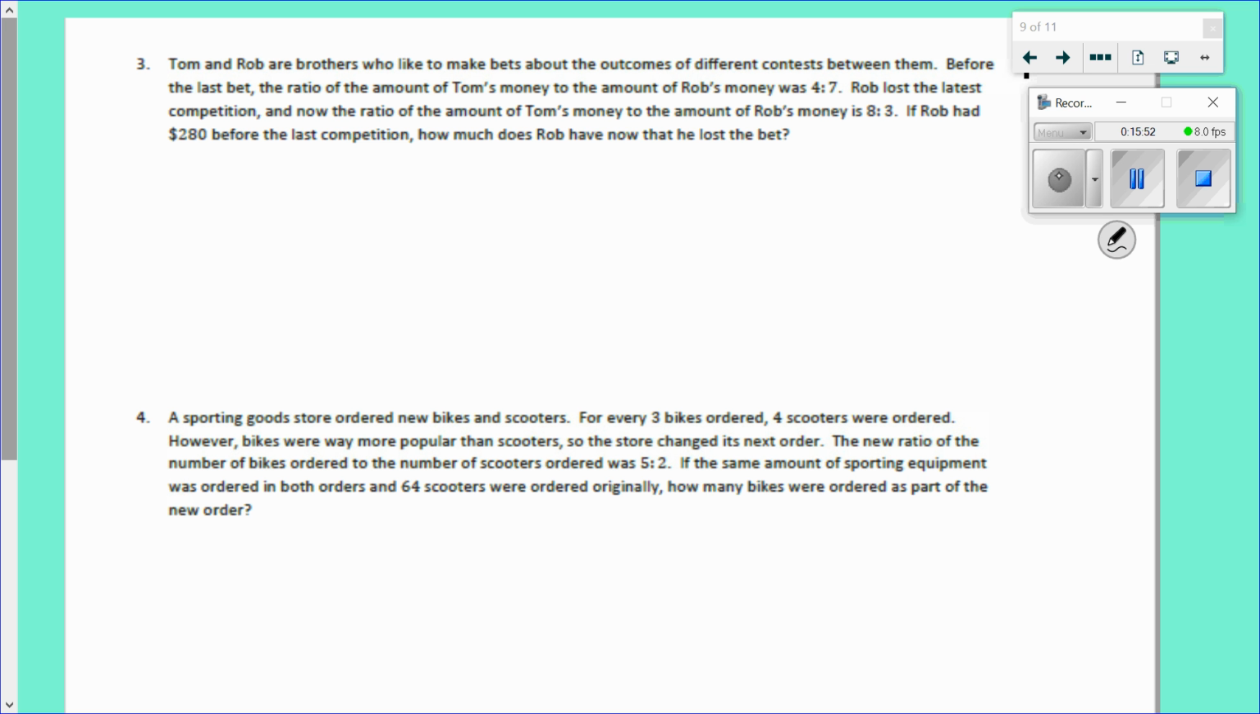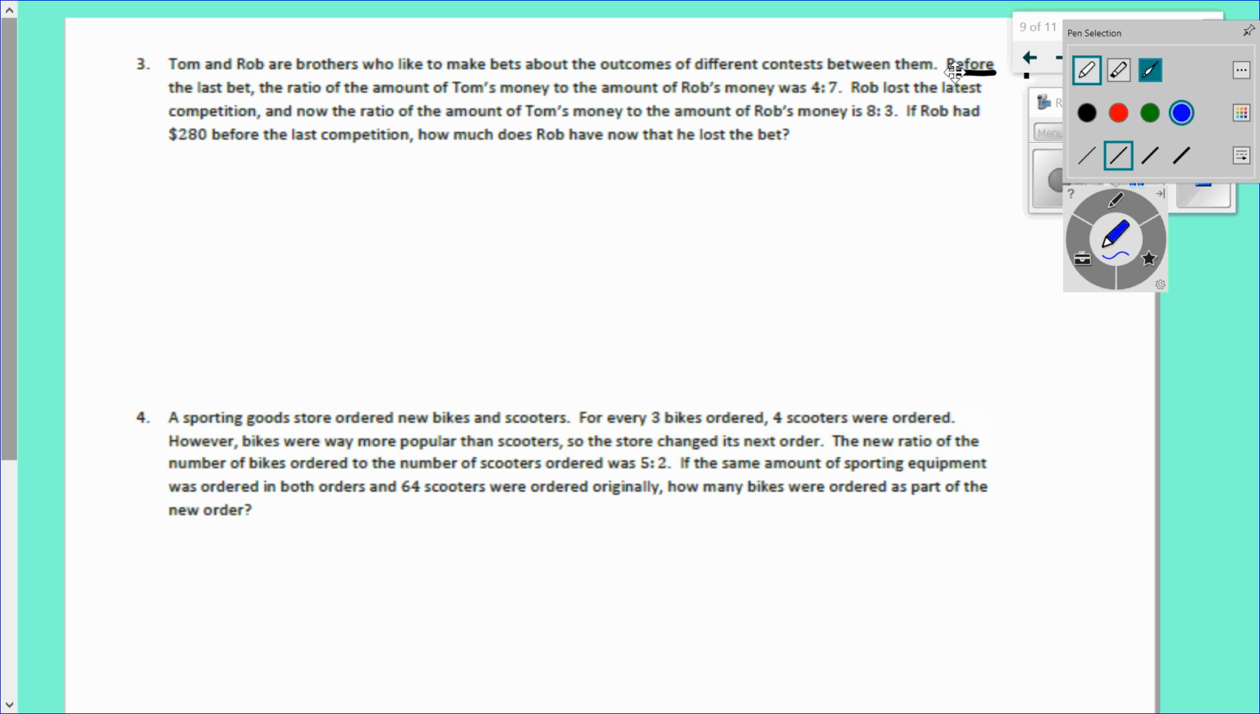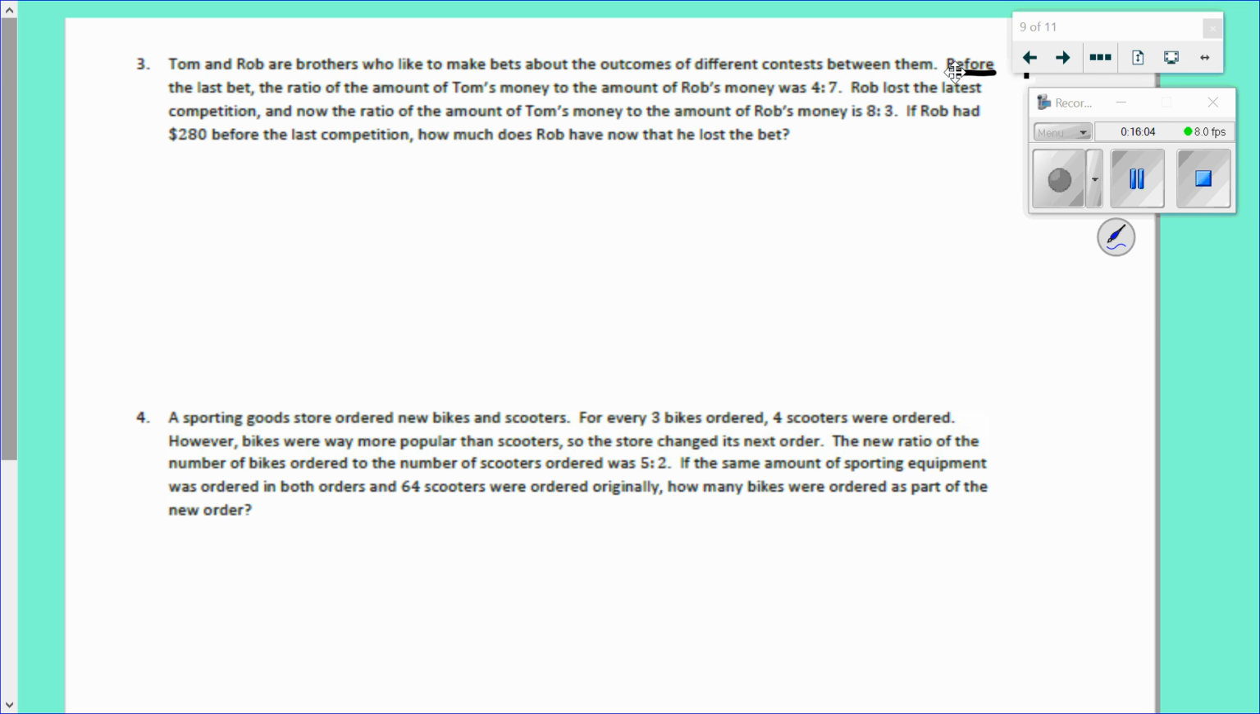So as we're going, Tom and Rob are brothers who like to make bets about different contests. Before the last bet, the ratio of Tom's money to the amount of Rob's money was 4 to 7. Rob lost the latest competition. Now the ratio of the amount of Tom's money to the amount of Rob's money is 8 to 3. If Rob had 280 before the last competition, how much does Rob have now that he lost the bet? There's our question.